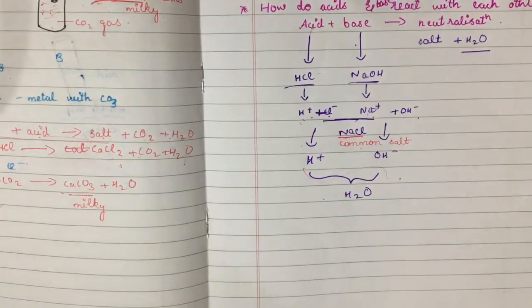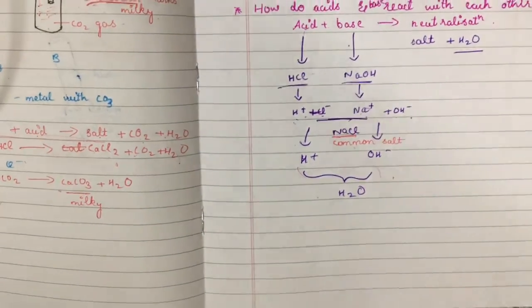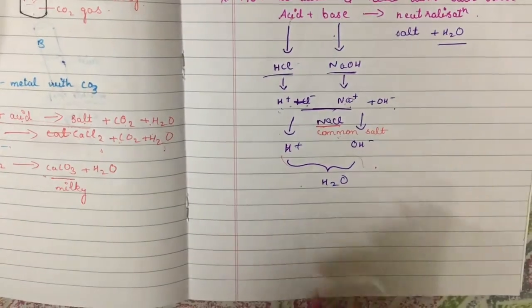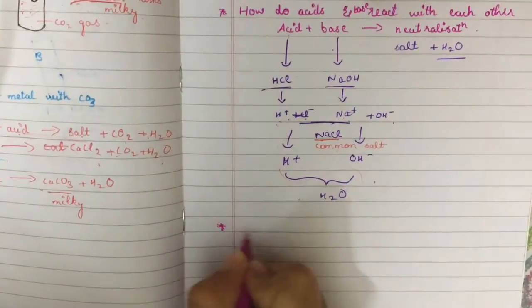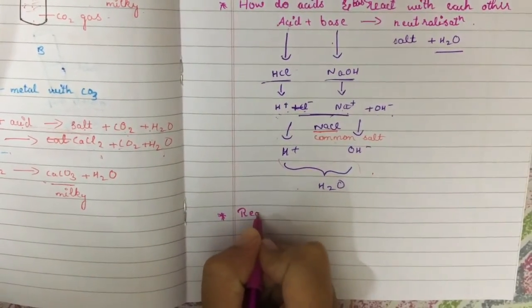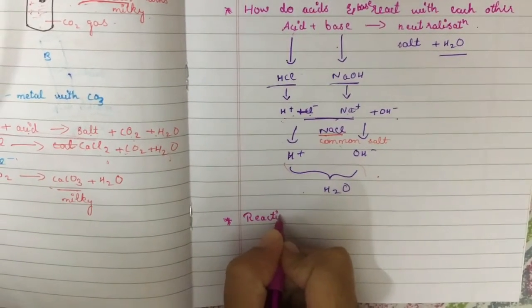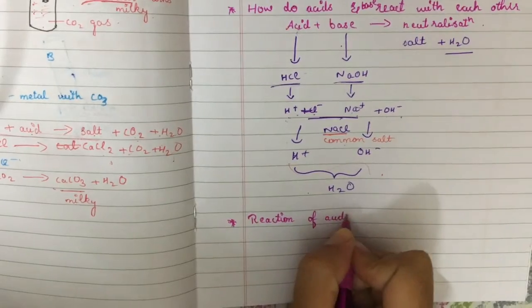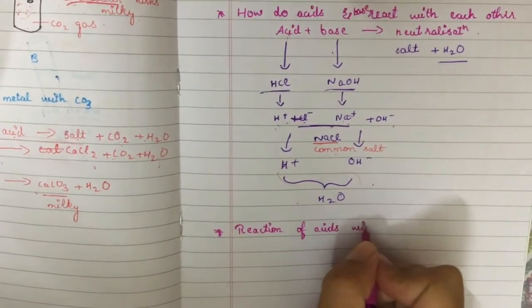And next is the reaction of acids with metal oxides. Our next topic is the reaction of acids with metal oxides.